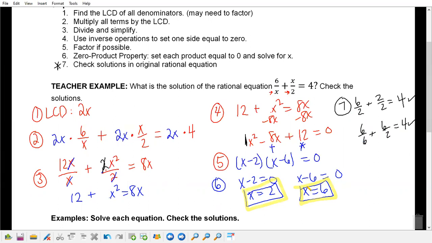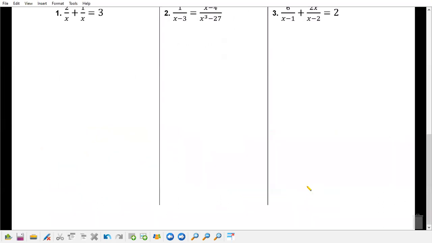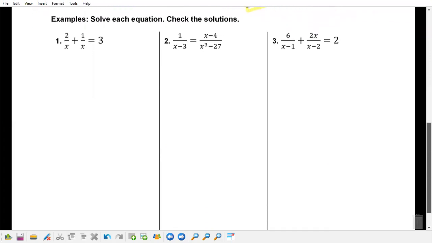All right. Questions? Now, as you do this, yes, you can condense steps. You can kind of modify it. This is just the beginning. So we're going to do a couple examples together, a few examples, and then a few on your own.